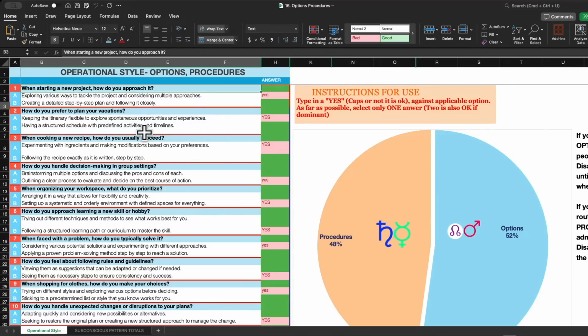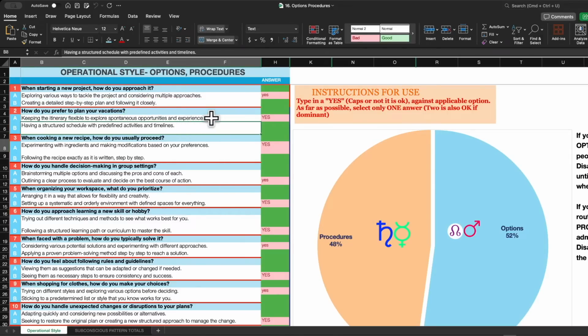When starting a project, how do you approach it? A: Exploring various ways to tackle the project and considering multiple approaches. This is options. B: Creating a detailed step-by-step plan and following it closely. Procedures. So each one has an options and procedures answer.